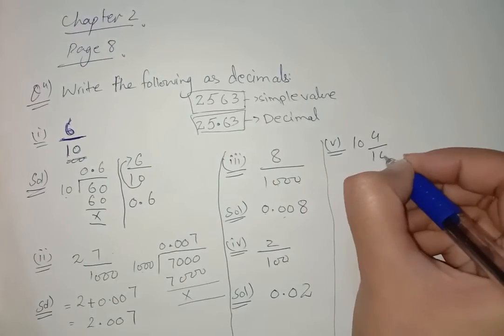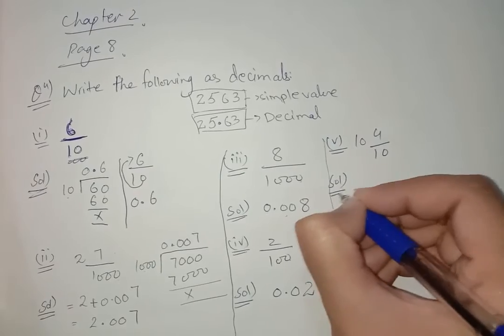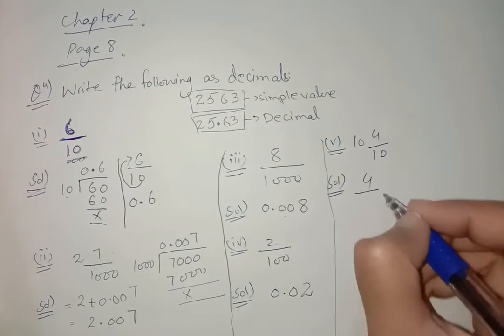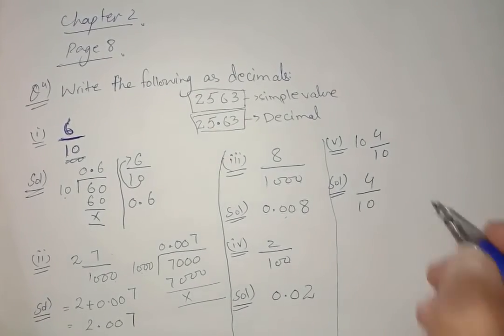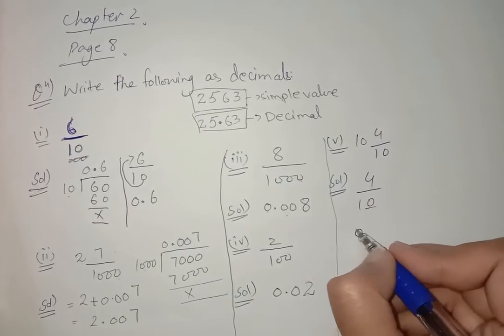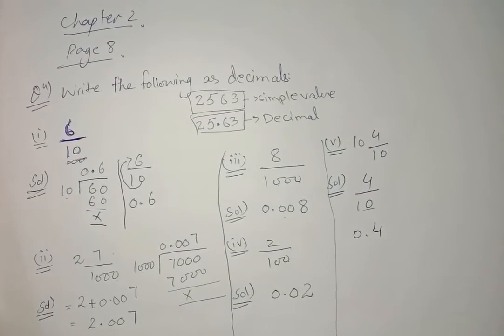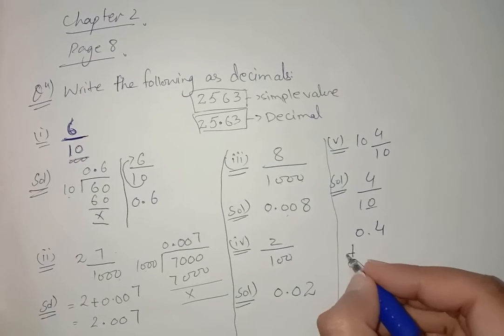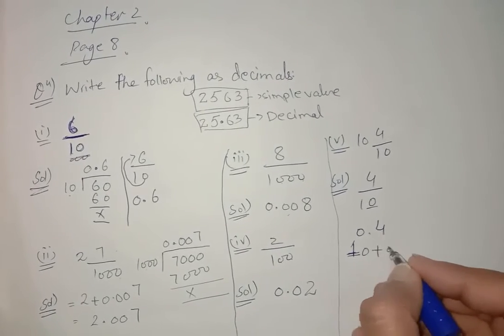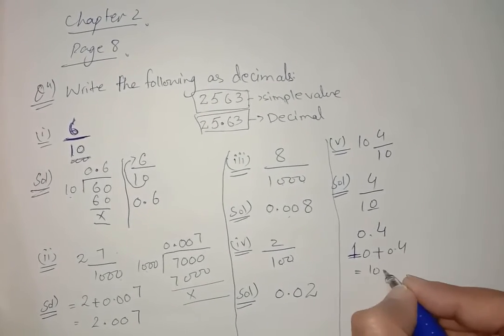10 into 4 by 10. If we see them, this is 4 by 10. There is only 1 zero, so 1 0 lies before the point and then 4. We can add 10 with 0.4, so the answer is 10.4.